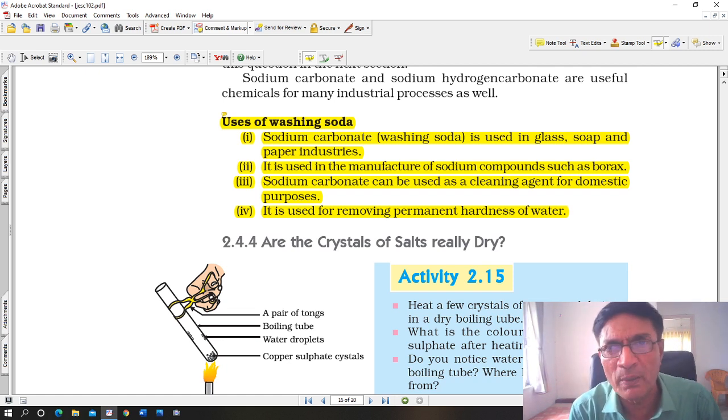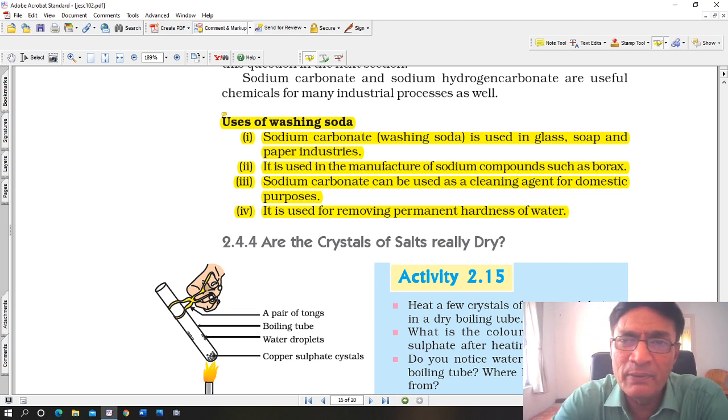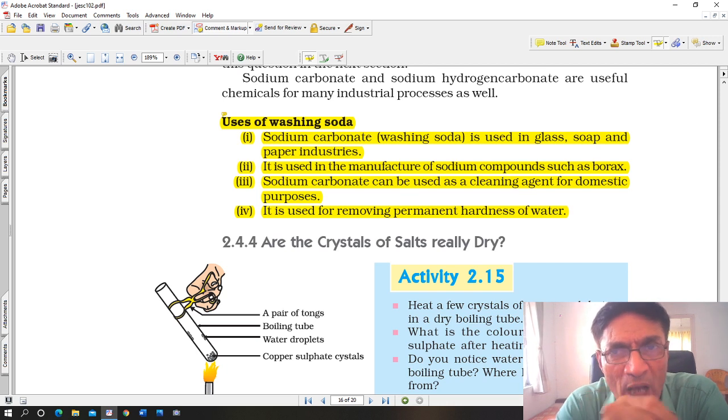It is used for removing permanent hardness of water. Sea water, for example, is hard water. Now, what is hard and soft water? Hard water is water that contains salts of magnesium, potassium and sodium. A number of salts are present in hard water, and that hard water cannot be used for washing or even bathing, because if you try to wash clothes with hard water, it will not form lather with soap. Therefore, to remove the hardness it has to be boiled, or chemically treated with washing soda.